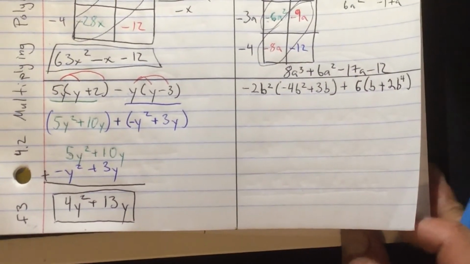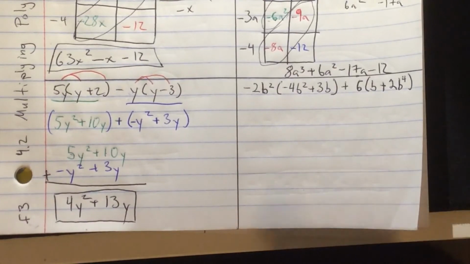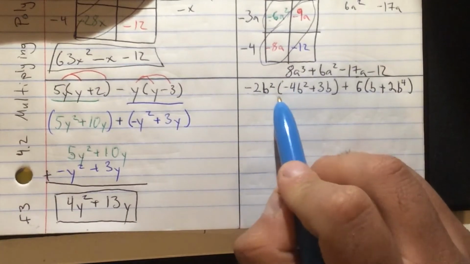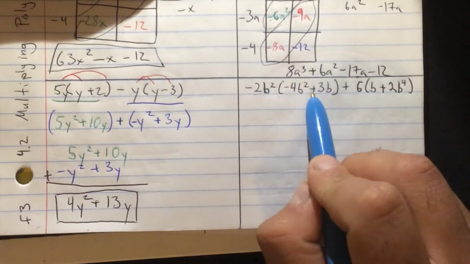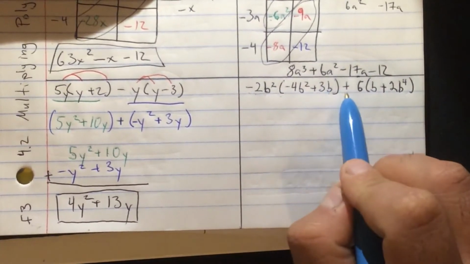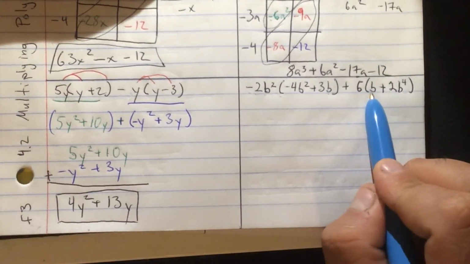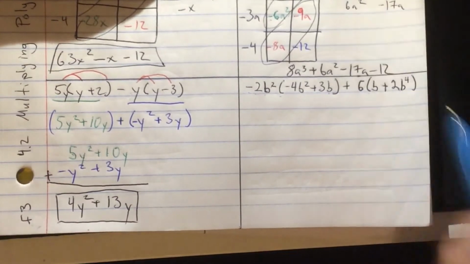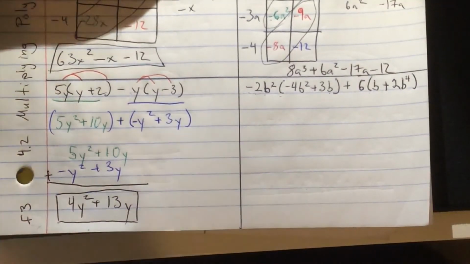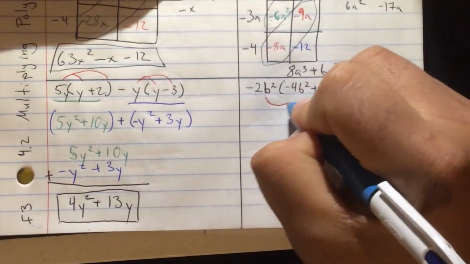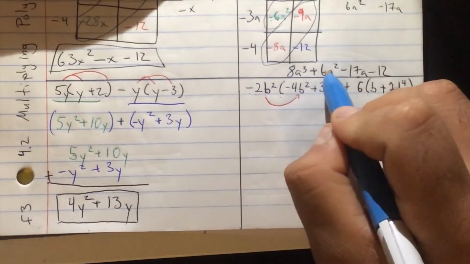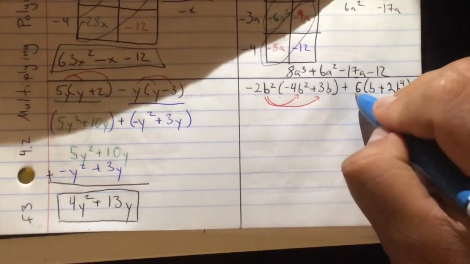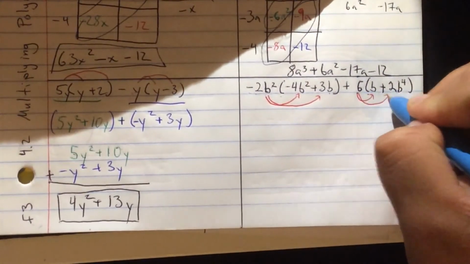All right, now we're going to move on to this one here. This one we have a negative 2b squared times parentheses negative 4b squared plus 3b, close parentheses, plus a 6 times parentheses b plus 2b to the 4th power. So once again, I'm just going to show you what I'm going to do with the distribution signs on the bottom, just because the top has a number and I don't want to disturb it. It's the same thing, so we're going to multiply that to that, then that to that, and then this to this, and then this to that.